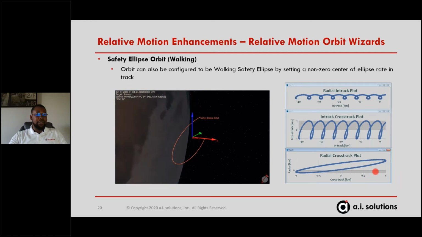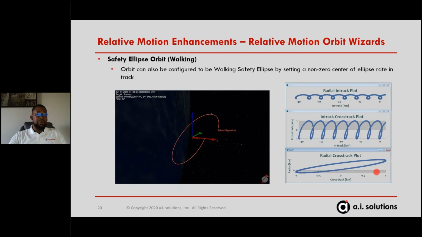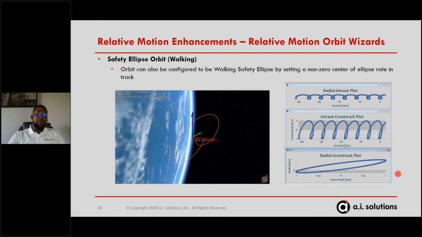And then of course, when you actually look at the radial and cross-track, it generates the ellipse that's being orbited.